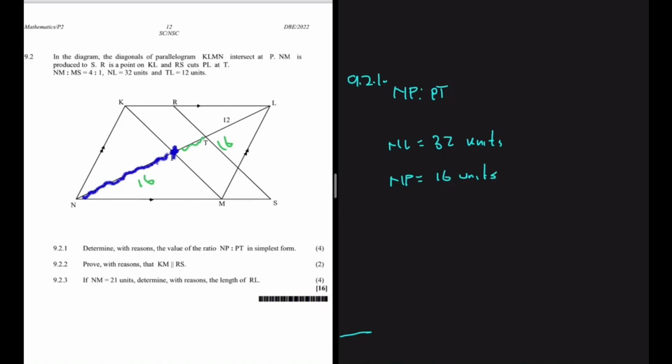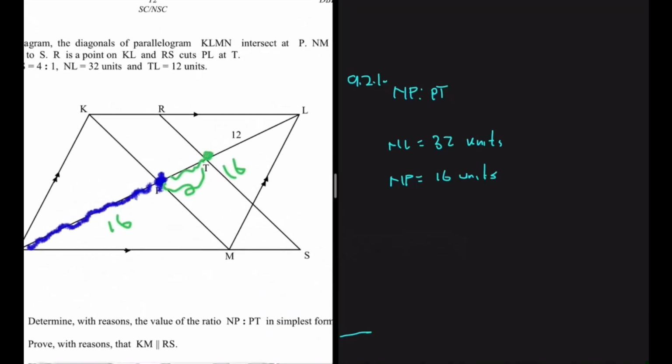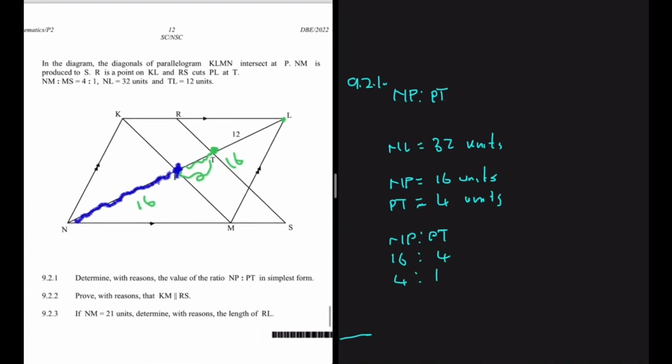And then now if we find PT, we would essentially be done. So from T to L is 12 units, but we need PL to also be equal to 16. So that tells us that PT is equal to 4 units. So now it will be easy to see that NP to PT is 16 to 4. But if we simplify 16 to 4, we get 4 to 1. So that is the ratio of NP to PT in its simplest form.